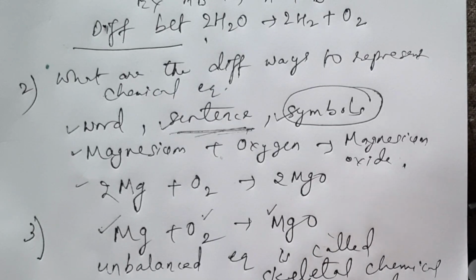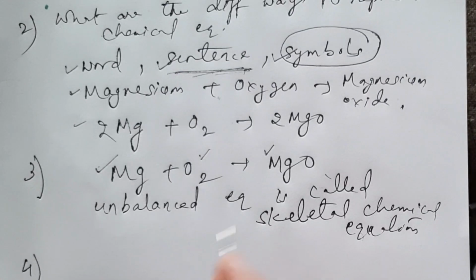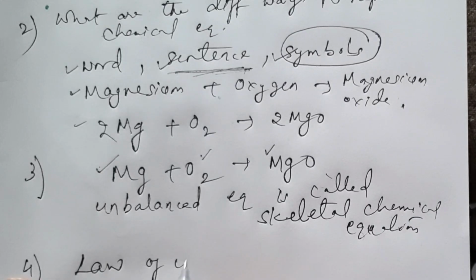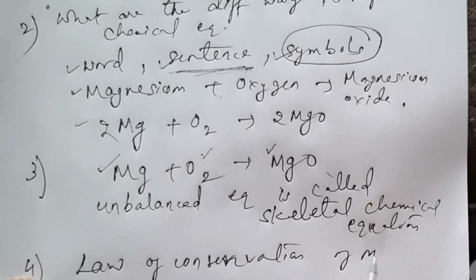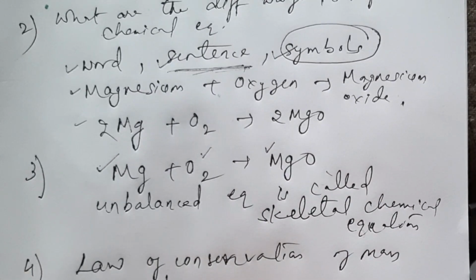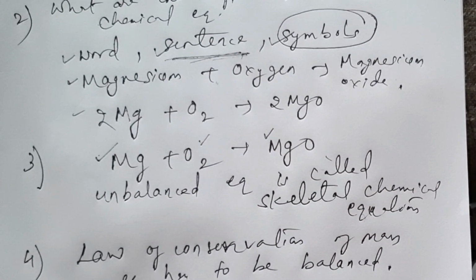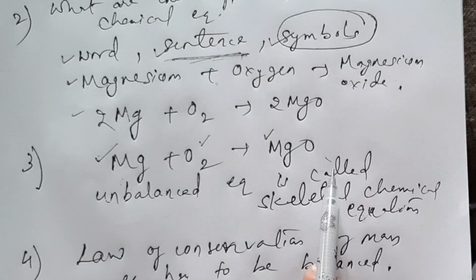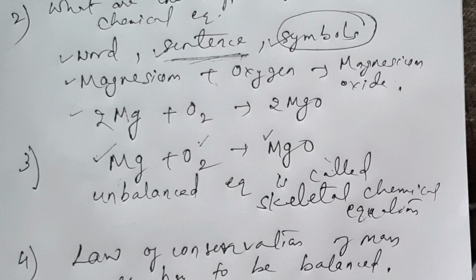Now the next question: why do we balance a chemical equation? As per the law of conservation of mass, to satisfy the law of conservation of mass, the equation has to be balanced. As per the law, mass can neither be created nor destroyed. To satisfy that law, we need to balance a chemical equation. Now how do we balance a chemical equation? There are many rules given, but we need not write all the rules. Simply count the number of elements and balance it.